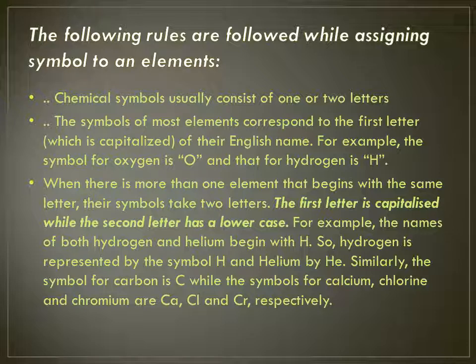For example, the names of both hydrogen and helium begin with H. So, hydrogen is represented by the symbol H and helium by He. Similarly, the symbol for carbon is C, while the symbols for calcium, chlorine and chromium are Ca, Cl and Cr respectively.